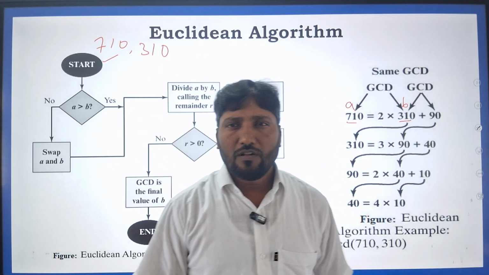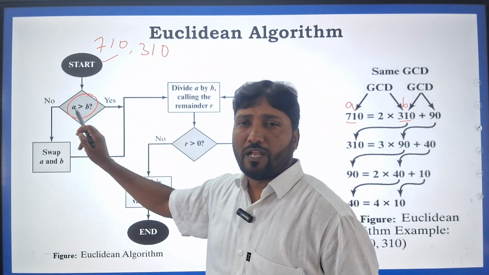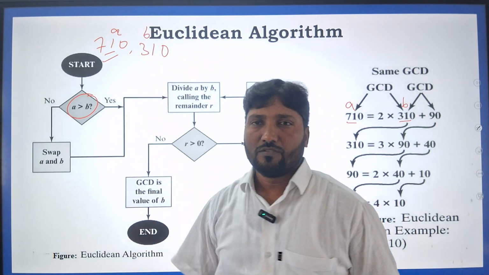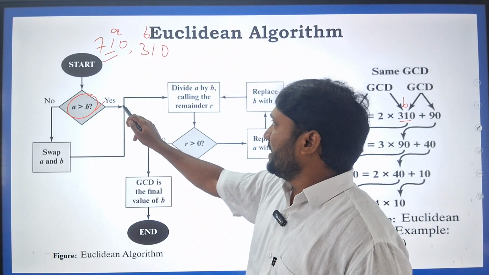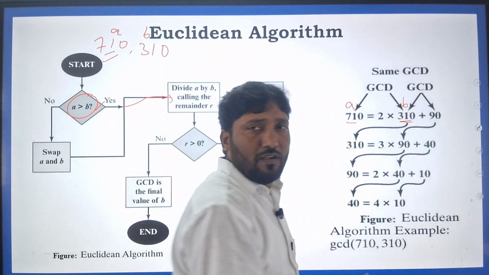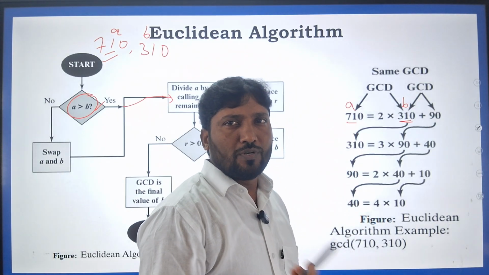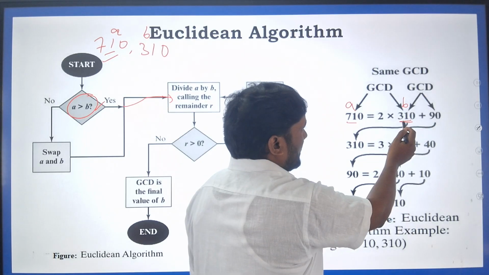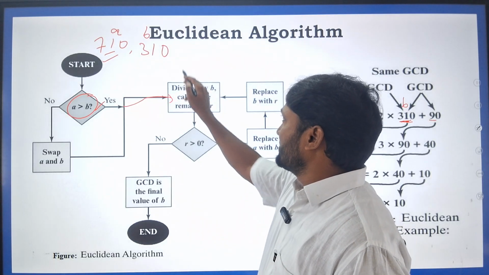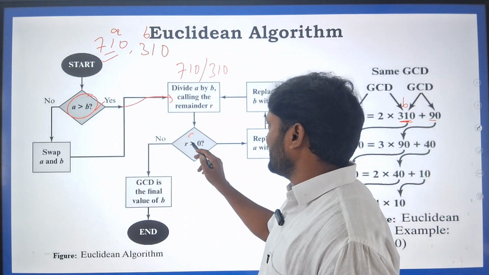Now check whether a is greater than b or not. That is the given condition here: the a value must be greater than b. So this is the a value, this is the b value. The condition is satisfied, so we apply the division algorithm. Now we divide 710 by 310. That is 2 times 310, and the remainder is 90. Is it right? So here we apply 710 divided by 310, and the remainder is 90.